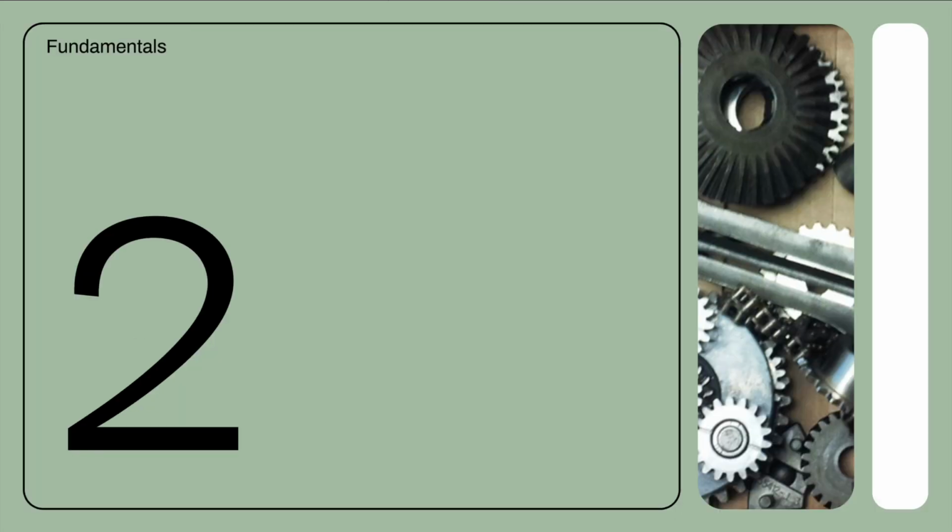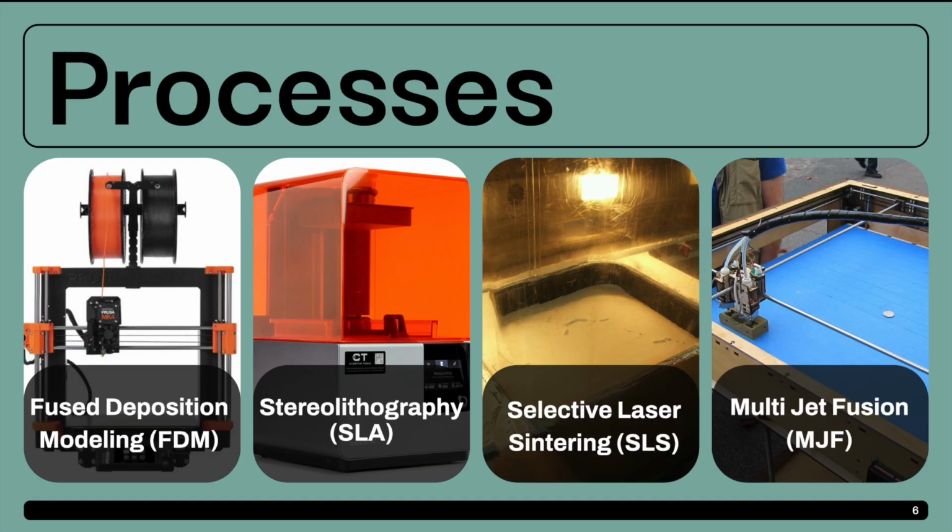Now to go over some of the fundamentals of additive manufacturing. So here are some of the most common processes used in additive manufacturing. The first is deposition modeling. This is probably the one that you're most likely to have already seen, and it is where plastic is forced through a heated print head.